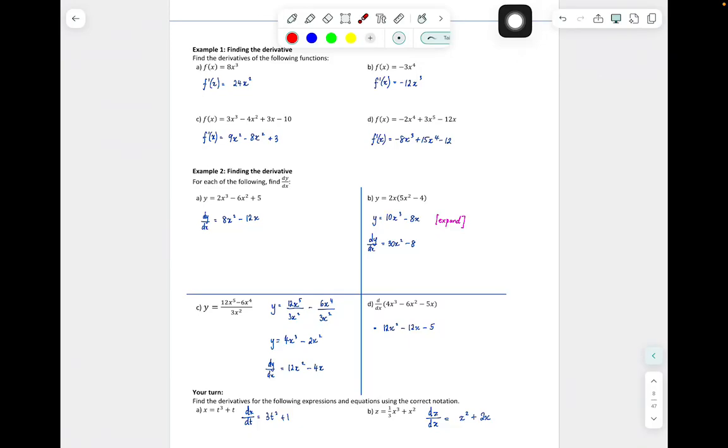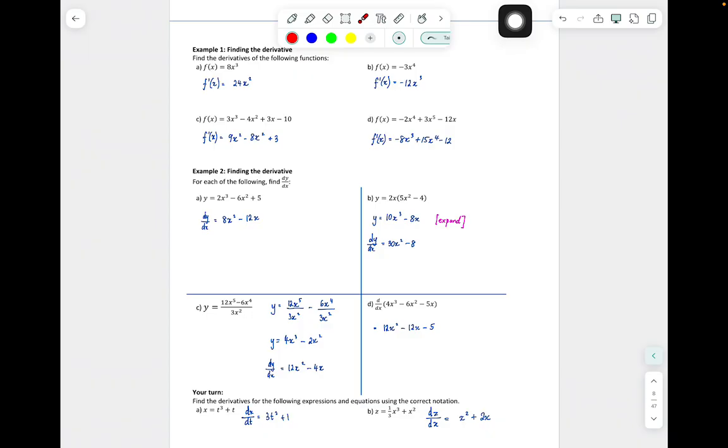In this video, we're going to go through how to find the derivative of any function with a power using the shortcut rule. All of these examples have been completed. So what I'm going to do is talk you through each one.